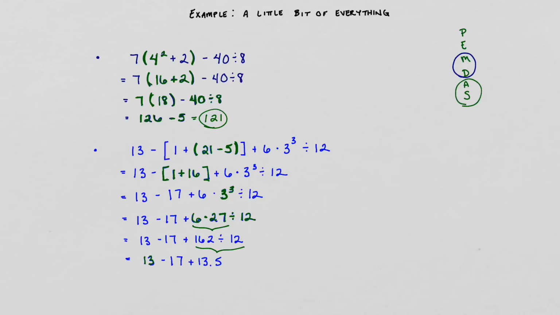So we can do this all in one step if we wanted to, or you can always feel free to take care of the subtraction first and then the addition, or you could do the addition piece first and then subtraction. It's ultimately up to you. But if we were to break this in steps, I might do 13 minus 17 first, and this will leave me with negative 4 plus 13.5. And then when I do negative 4 plus 13.5, this will leave me with a positive 9.5.